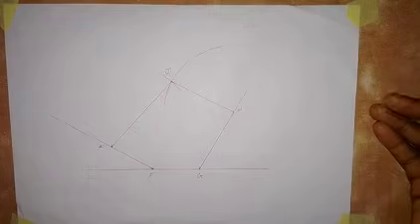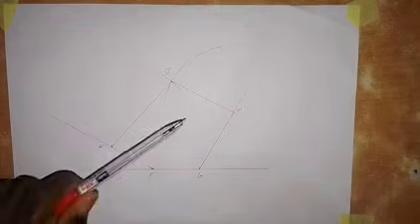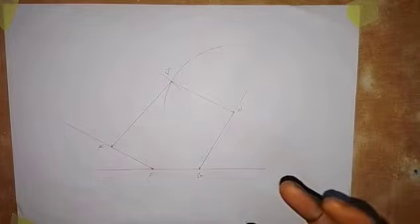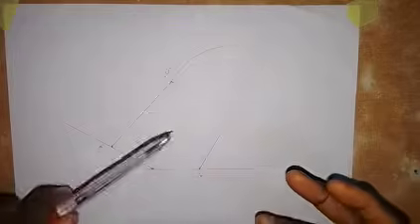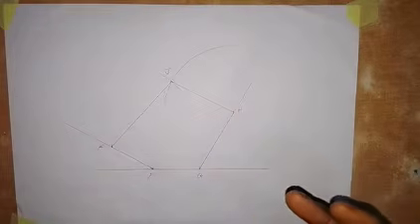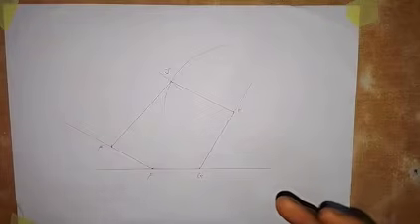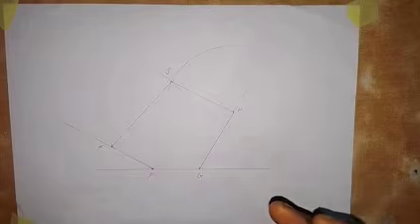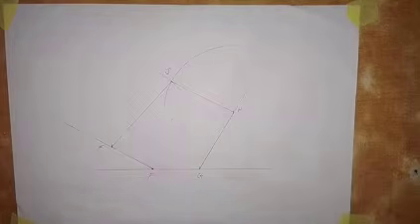Now, number one, you have to construct a triangle that is equal in area to this polygon. That's number one. Then number two, you have to construct a rectangle that will be equal in area to this polygon. Then you can now go ahead and construct a square that will be equal in area to this polygon, and that same square will be equal in area to that rectangle that you will construct. Let's see how it goes.